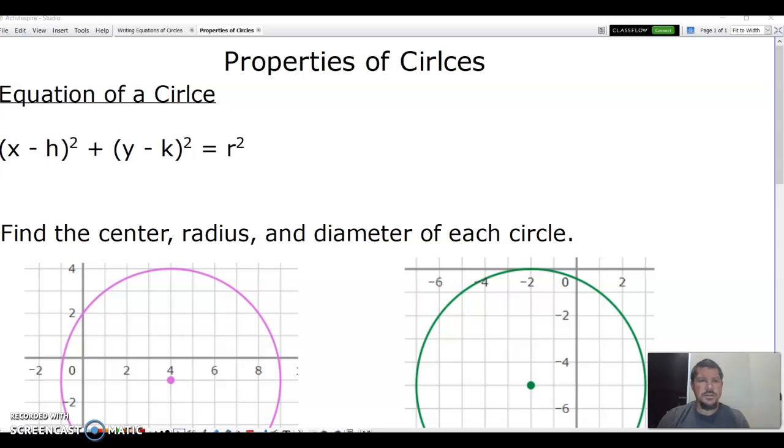Alright guys, so in these next couple of videos we're going to be looking at circles. In this one we're going to be looking at the properties of circles. So the equation of a circle, spelled wrong.